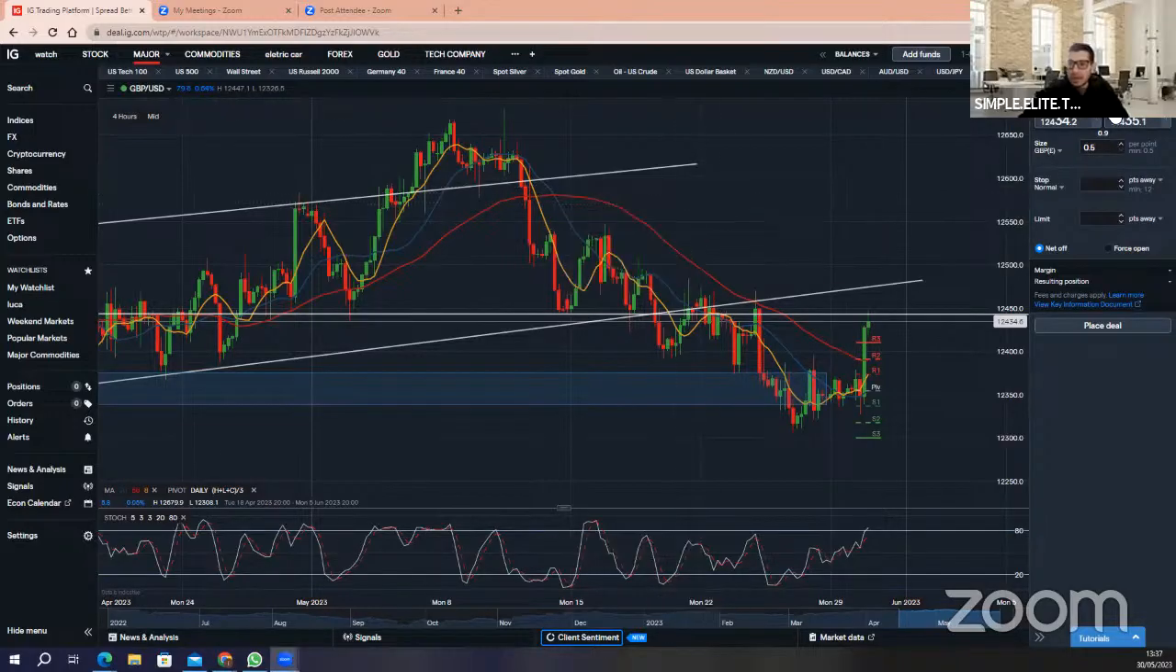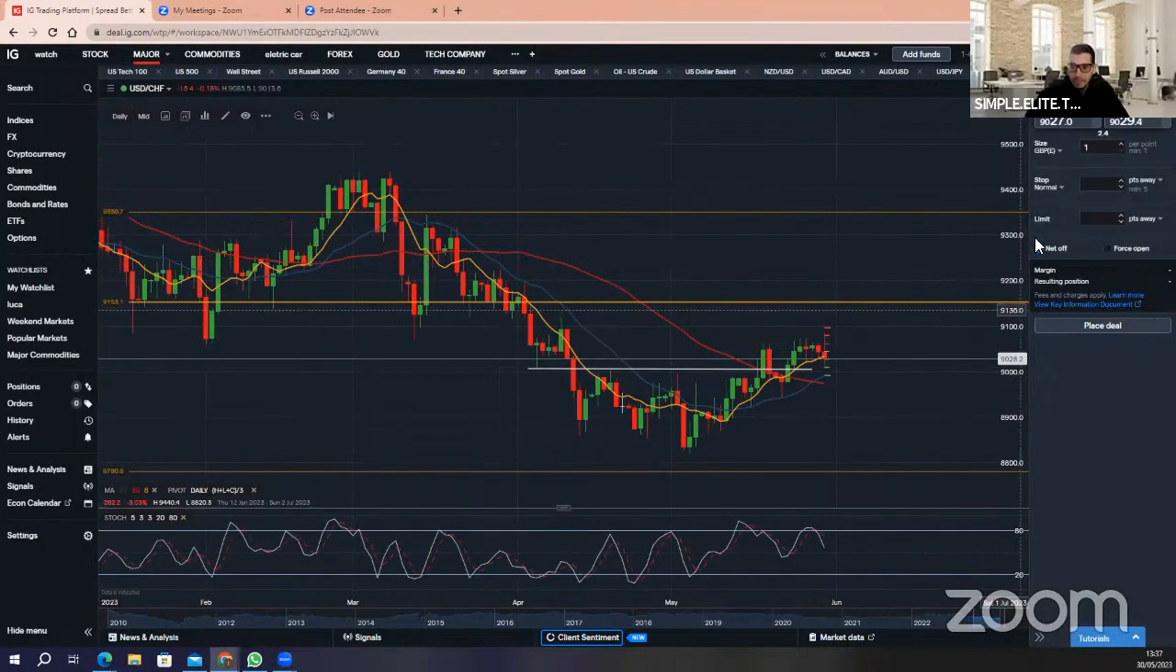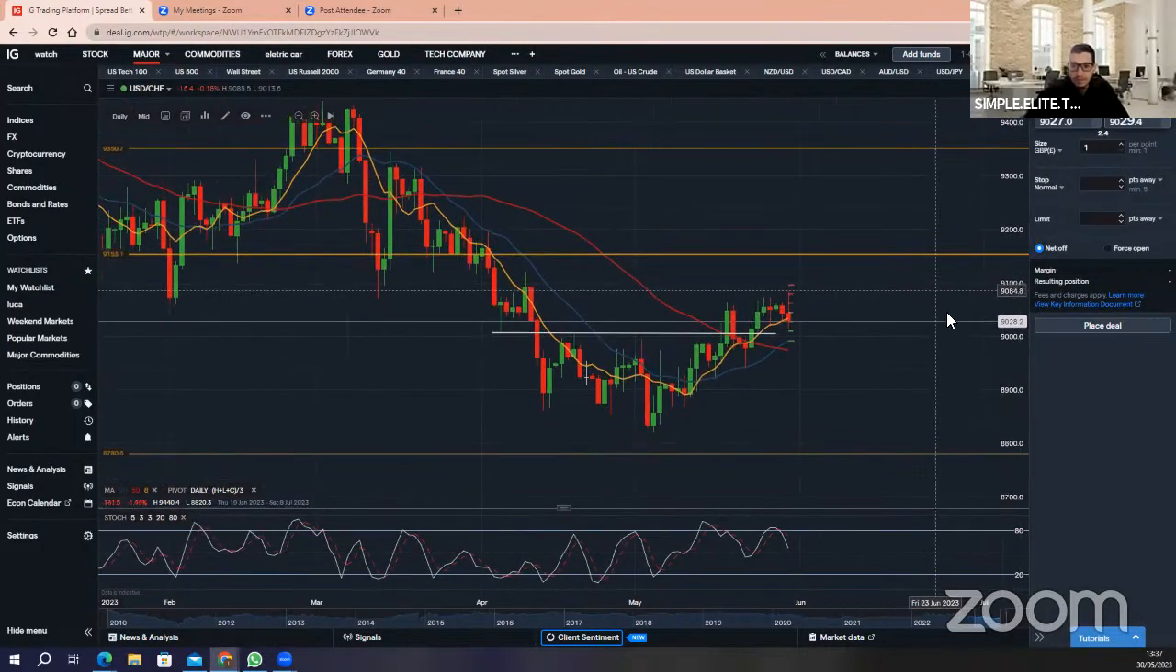Moving on, the other currency pair, dollar Swiss franc. We see some reversal price action today, this high test bar.